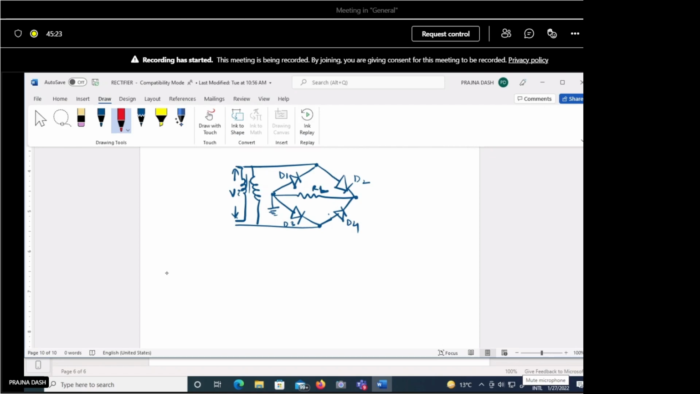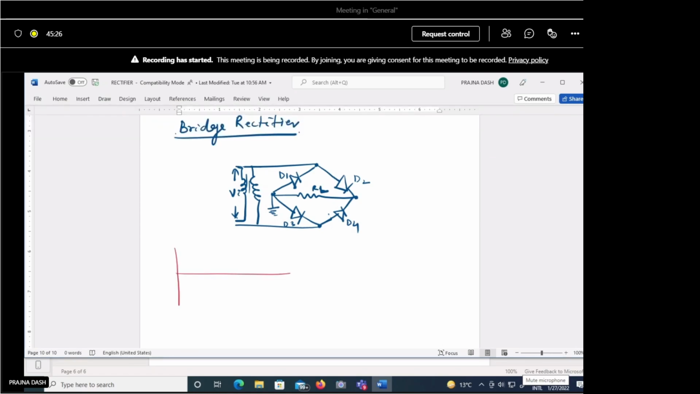As usual, if this is the input waveform, 0, pi, 2 pi, 3 pi, this is the input waveform Vi. First let us consider 0 to pi, the positive half cycle. During the positive half cycle, this is positive, this is negative, plus minus Vi we are giving here. So this node is getting positive, this node is getting negative.